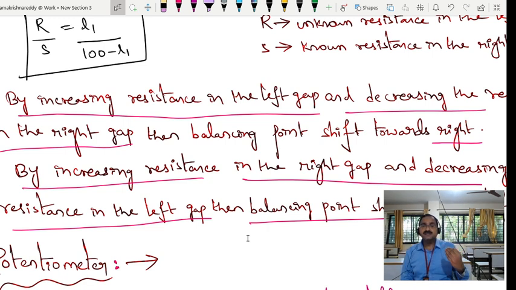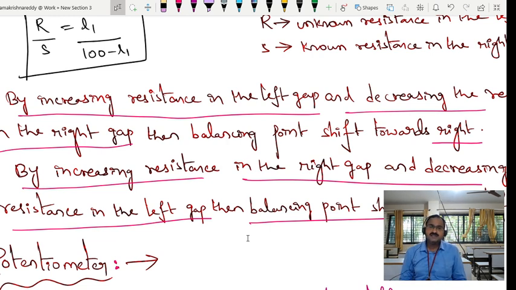Same way, by increasing the resistance in the right gap and decreasing the resistance in the left gap, the balancing point shifts towards the left. The main thing you have to observe is that resistance and length are directly proportional. Like that we got the relation R by S equal to L1 divided by 100 minus L1, which means resistance is directly proportional to balancing length. So that's why you got that condition.